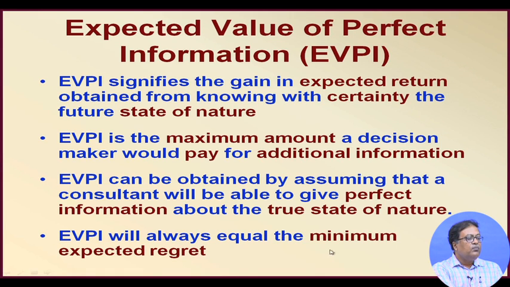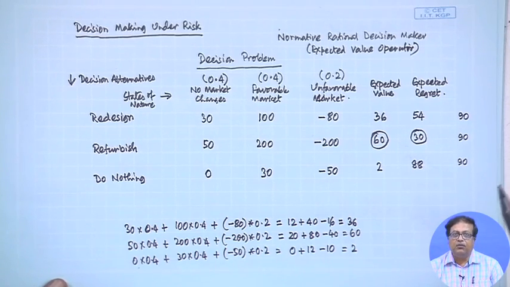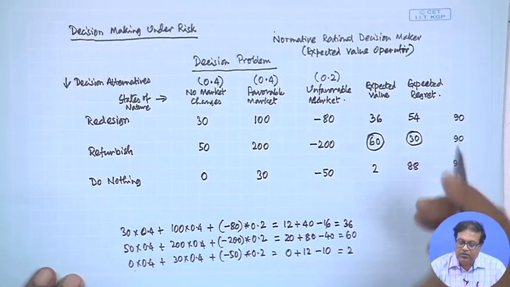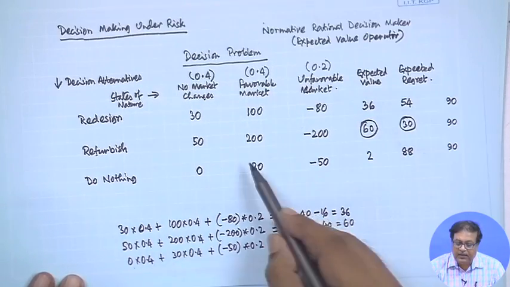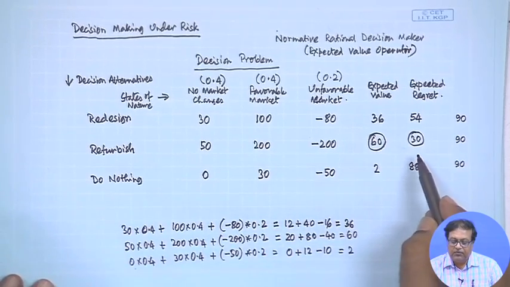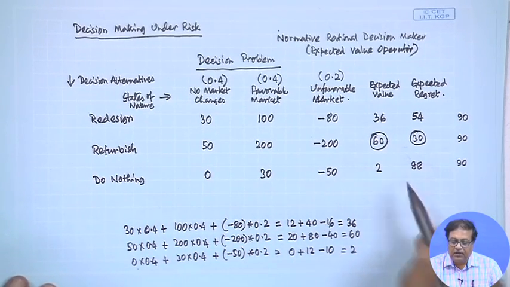Expected value of perfect information can be obtained by assuming that a consultant will be able to give perfect information about the true state of nature, and this EVPI will always be equal to the minimum expected regret. So, if we look at the calculations once again, we see this particular expected regret value which was 54 for redesign, 30 for refurbish and 88 for do nothing.